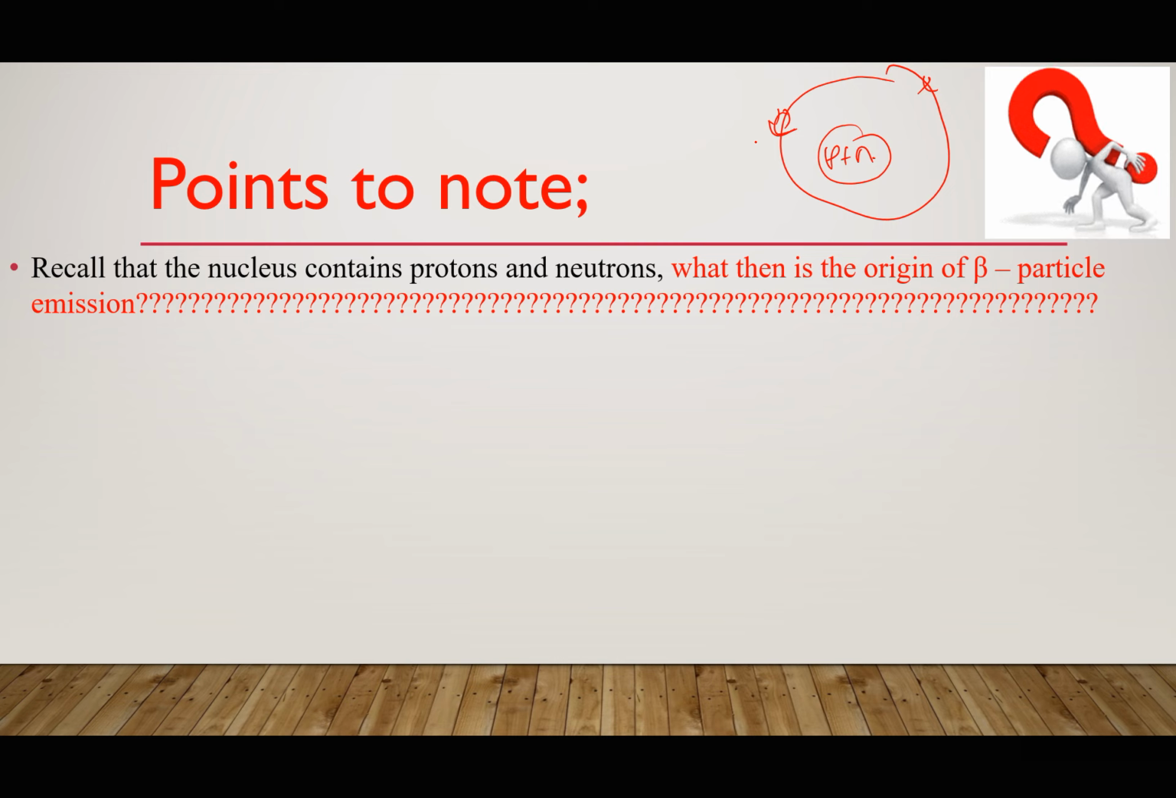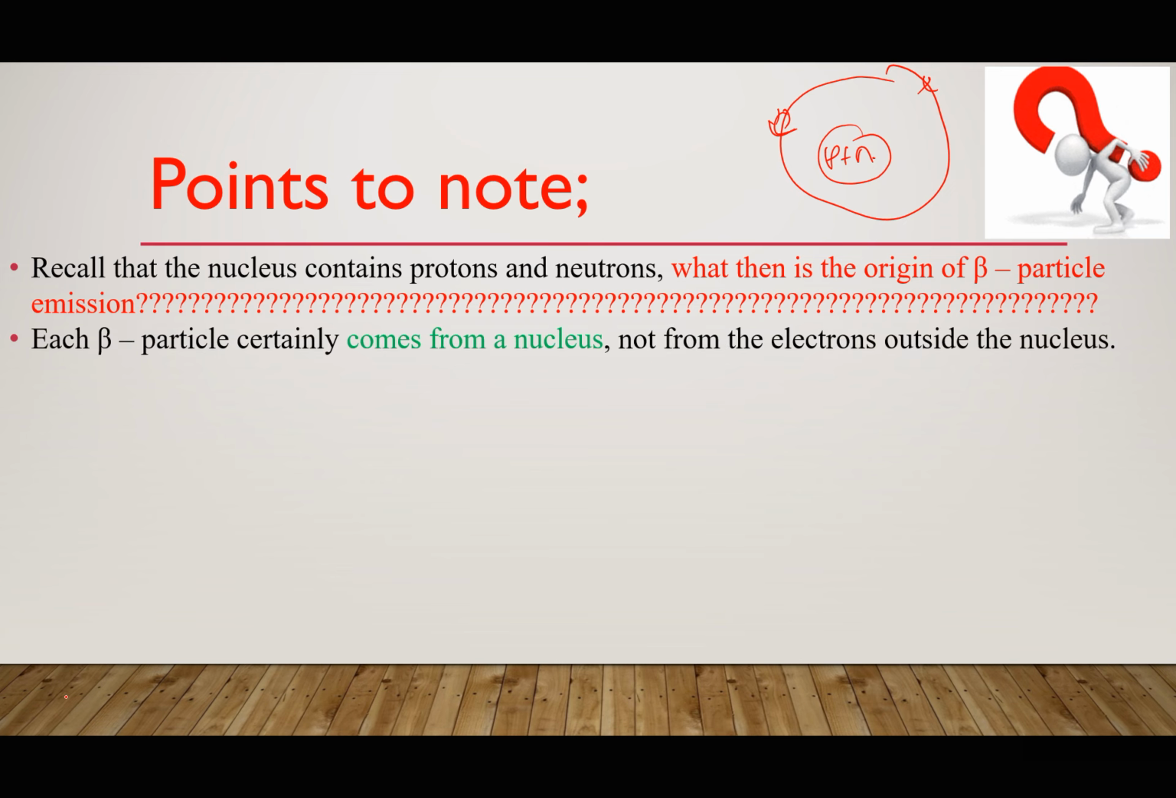The question is, why are we calling beta particles fast-moving electrons? By the way, all particles, alpha, beta, and gamma radiations, originate from the nucleus. It is the nucleus which is not stable that is going to disintegrate to emit either alpha or beta or gamma to gain stability. But inside the nucleus, we don't have electrons. So what is the origin of beta particles, or beta minus or beta plus? So we are saying each beta particle certainly comes from the nucleus, not from the electrons outside the nucleus, even when we don't have electrons inside the nucleus. But how is that possible? This is exactly what happens.